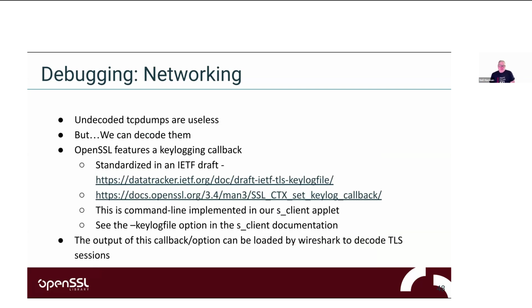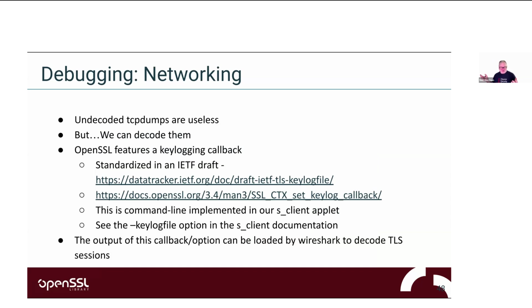So undecoded TCP dumps are largely useless, but we can decode them. OpenSSL features a key logging callback. This is a standardized file format codified in this IETF draft document, which you can find linked below. It lets us make use of the SSL_CTX_set_keylog_callback function.